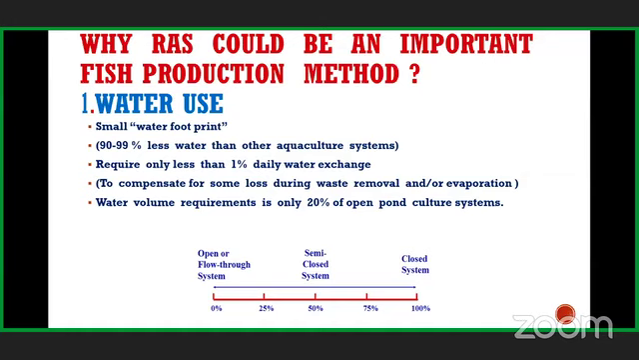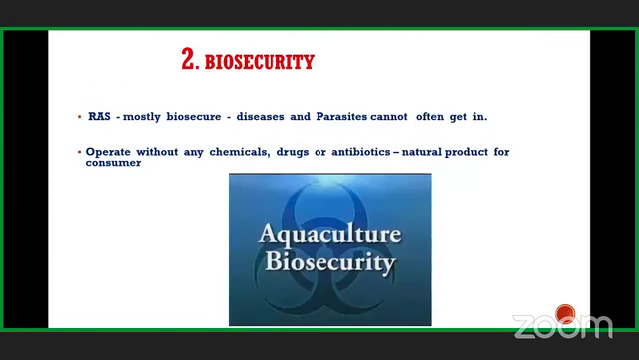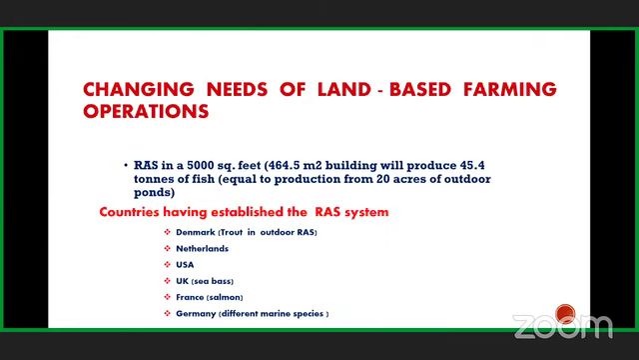Based on the data I told in the previous slide, let's see the advantages of RAS one by one. Basically it uses less water, reducing water usage by 90 to 99 percent. Then coming to biosecurity, it is a highly secured environment, so in a controlled system you can control disease, and there are very few chances of disease.